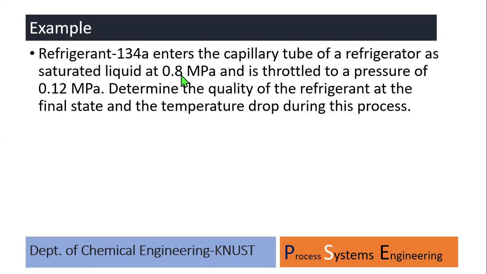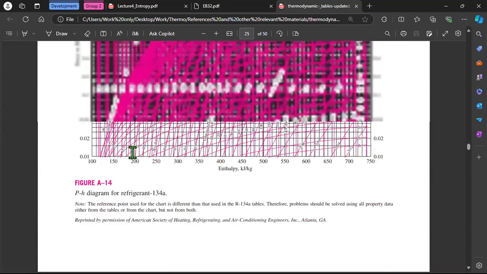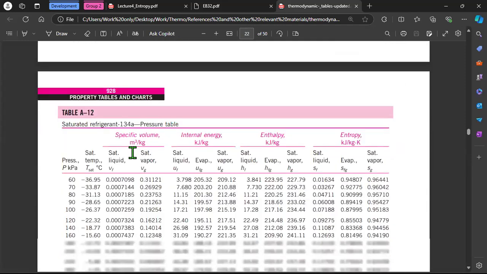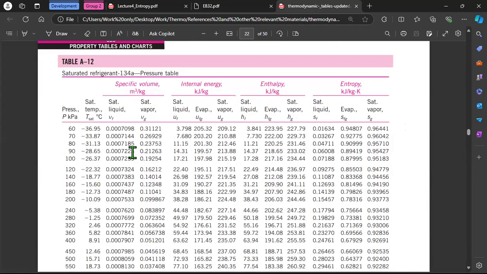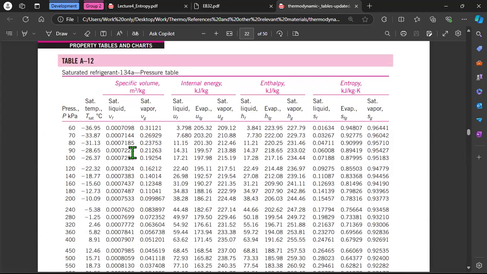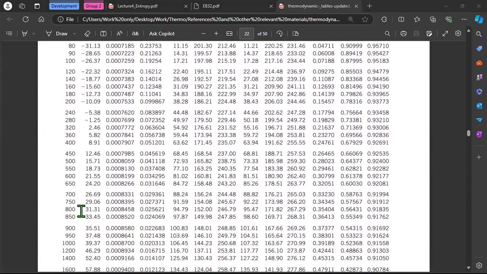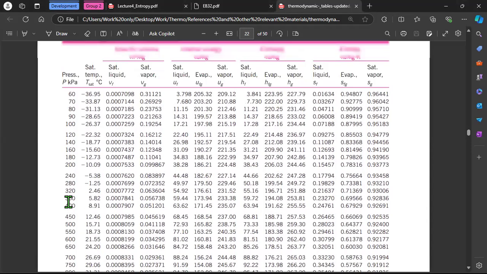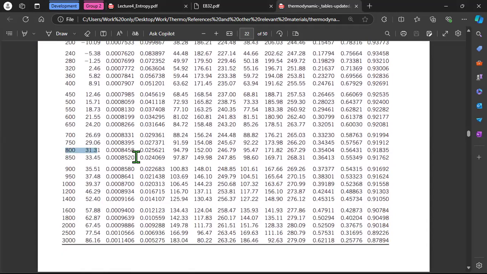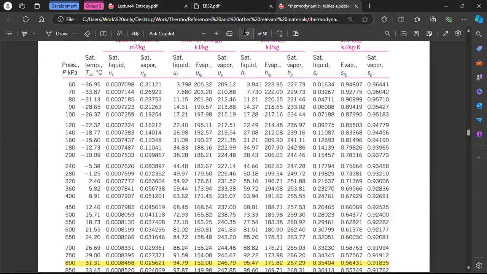So if we go to our thermodynamic tables, for refrigerant 134A, yes, that's this table. And then the pressure we're told was 0.8 megapascal. So that's 800 kilopascal. So we can easily read the corresponding temperature at that point. That's 31.31 degrees Celsius. And then we can also read the enthalpy. So let me just highlight this row so that we don't have to go back and forth. So we can also read the enthalpy when it is saturated.